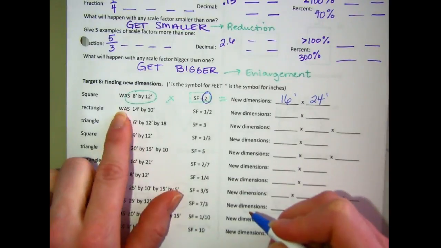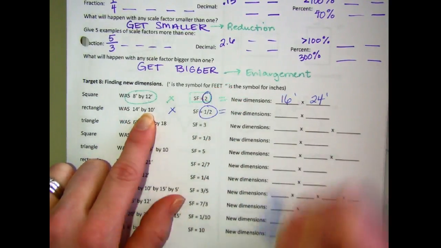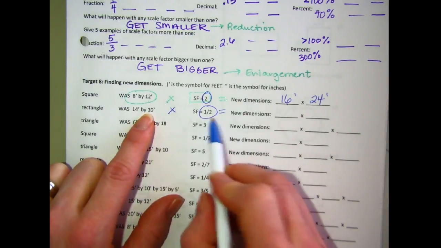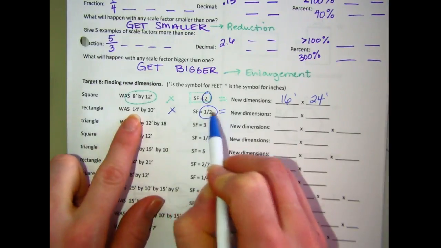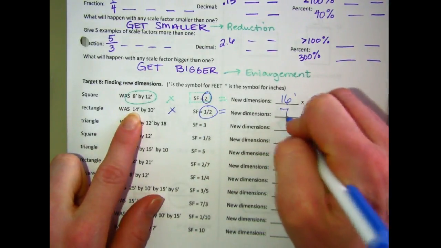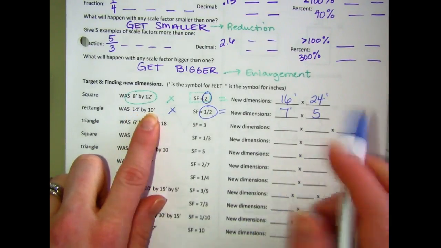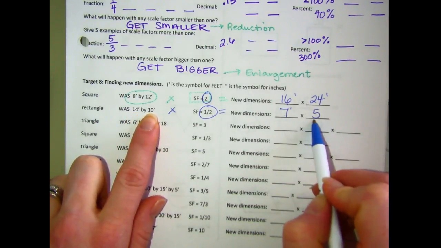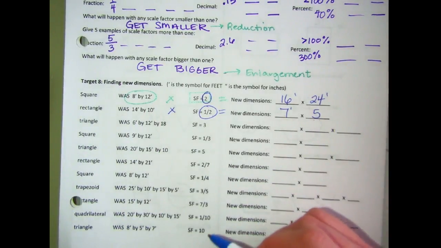So each time you're just going to take the original dimensions, multiply by your scale factor, and tell me what you get. Remember, if your scale factor is less than 1, your number should be getting smaller. So a scale factor of 1/2. Half of 14 would be 7. Half of 10 would be 5. So I'm going from 14 by 10 to 7 by 5. Okay? Let me do a couple more, and then you can finish the rest as practice.